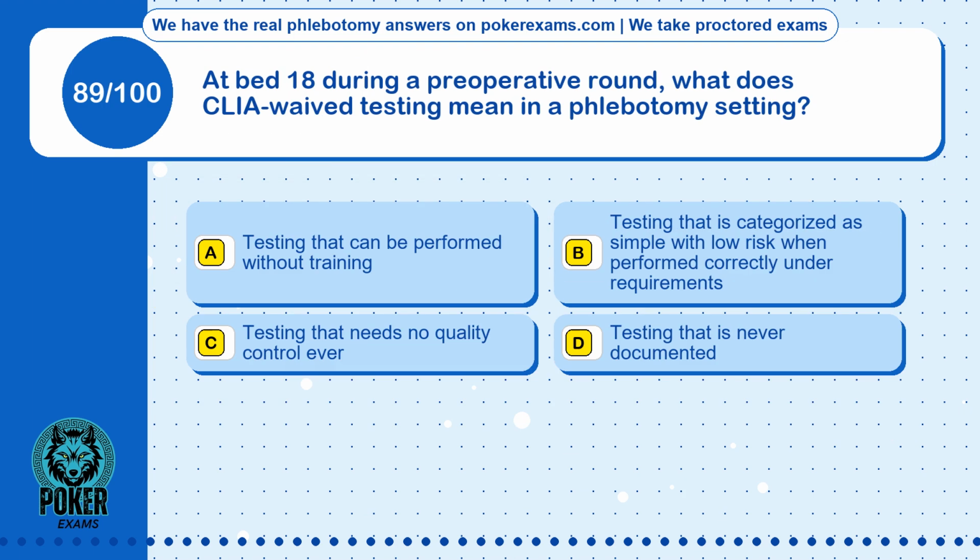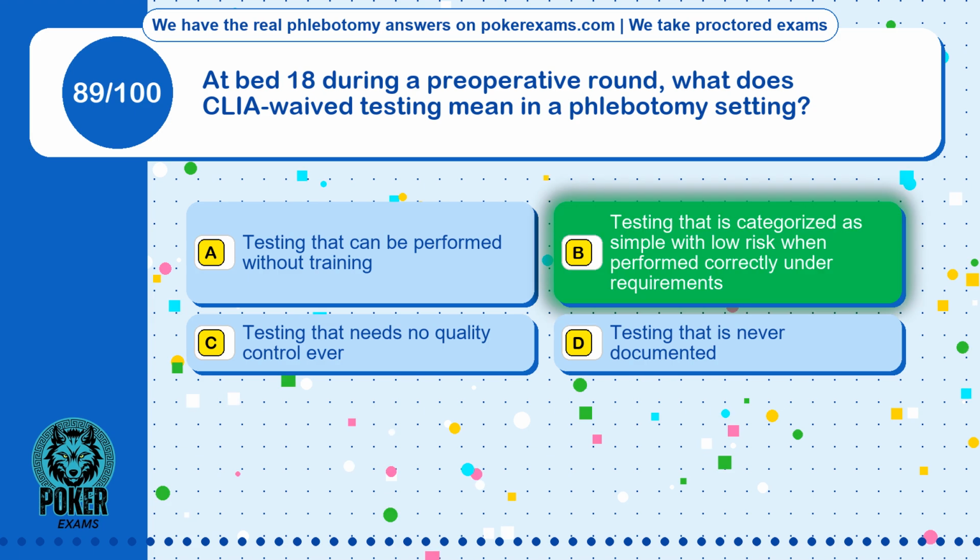Question 89. At bed 18 during a preoperative round, what does CLIA waived testing mean in a phlebotomy setting? Option A, testing that can be performed without training. Option B, testing that is categorized as simple with low risk when performed correctly under requirements. Option C, testing that needs no quality control ever. Option D, testing that is never documented.